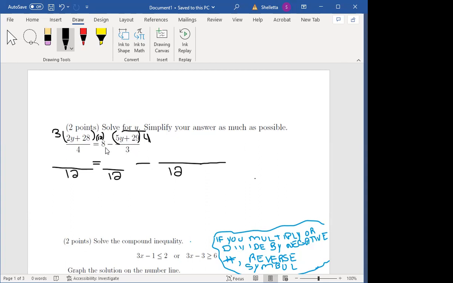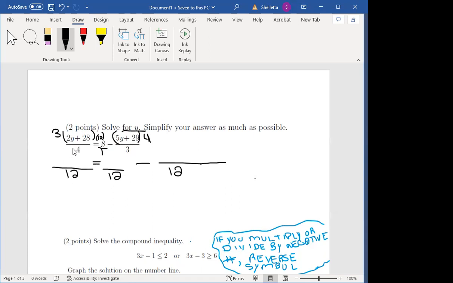What we want to do first is rewrite each of these expressions with our common denominator. So this fraction that we see here, (2y + 28)/4, and then this whole number, that's the one I want you all to make a little adjustment to create a fraction with 8 over 1. And then we're going to get common denominators. So we want each of these fractions to be rewritten with our common denominator of 12.